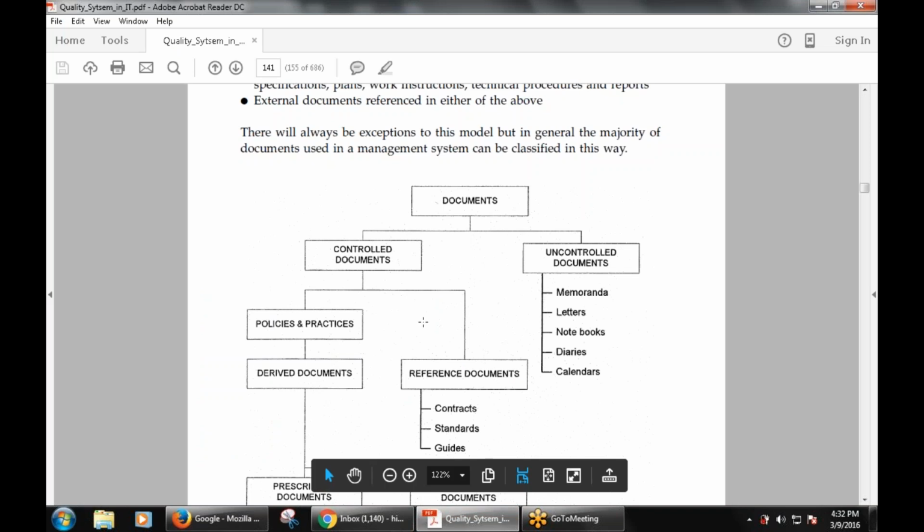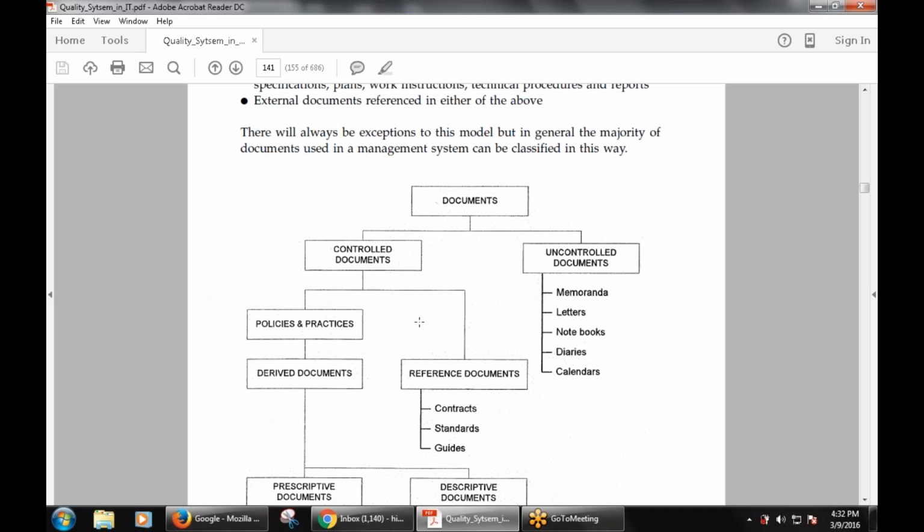The controlled document includes the policies and the practices, and the uncontrolled document includes the letters, notebooks, diaries, calendars. That is the uncontrolled document. The policies and the practices that are available for this are used as a reference document, that is the policies and the procedures.